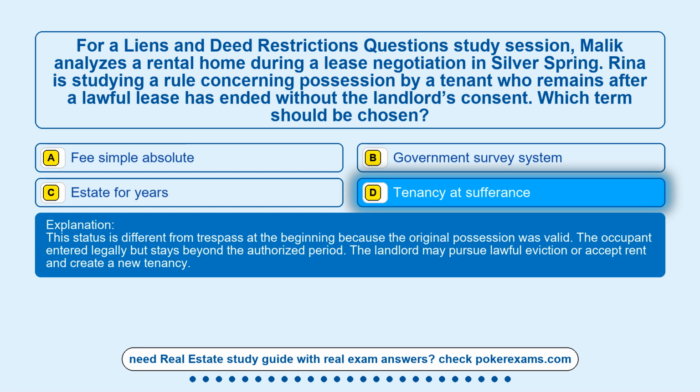This status is different from trespass at the beginning because the original possession was valid. The occupant entered legally but stays beyond the authorized period.